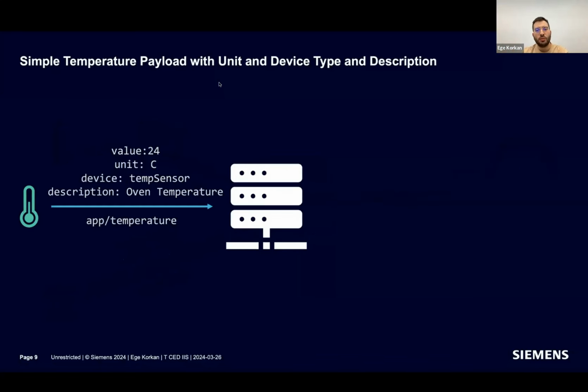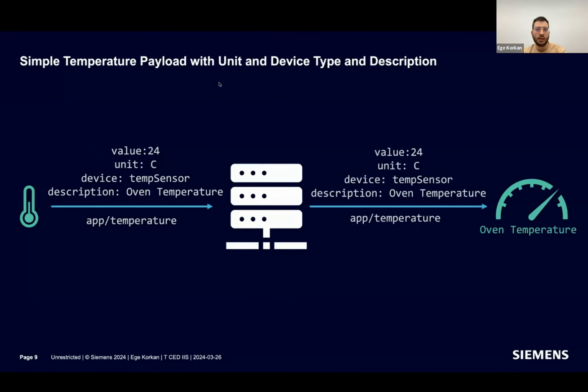So now let's say that I want to adapt my dashboard accordingly. For this, I'm now also supplying a description. The description will then be used by the dashboard, so it slaps it under the gauge and shows the description that is sent by the sensor.